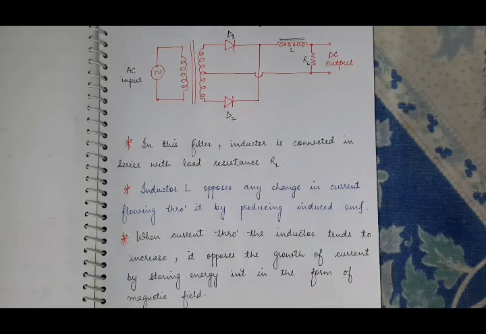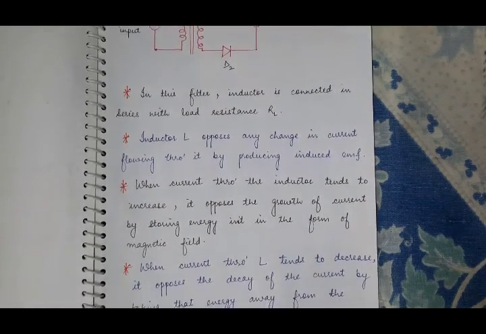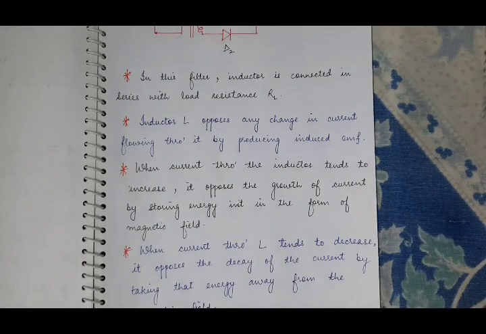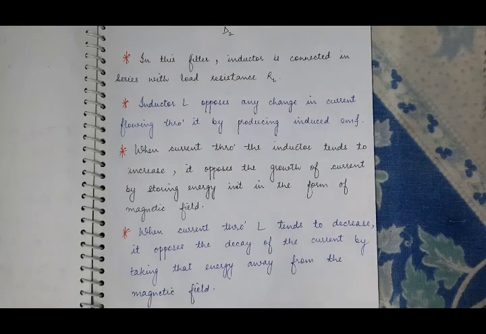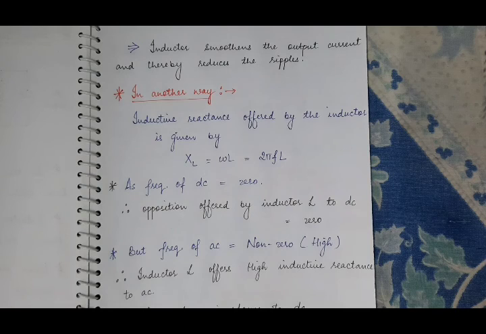In the same way, when the current through this inductor tries to decrease, it opposes that decrease of the current by taking the already stored energy from the magnetic field. Means in both cases, it is trying to maintain a constant value of current. In this way, we can say that the inductor smoothens the output current and therefore reduces the ripple factor.